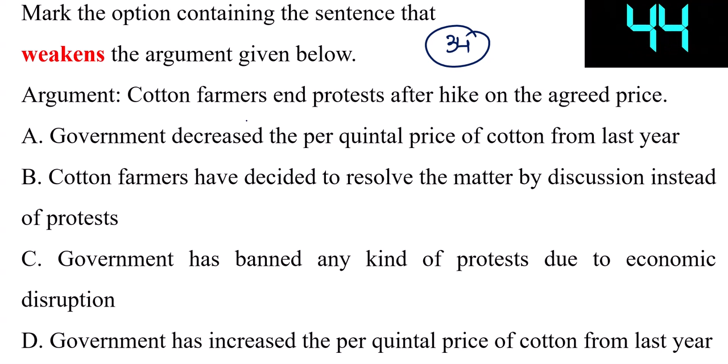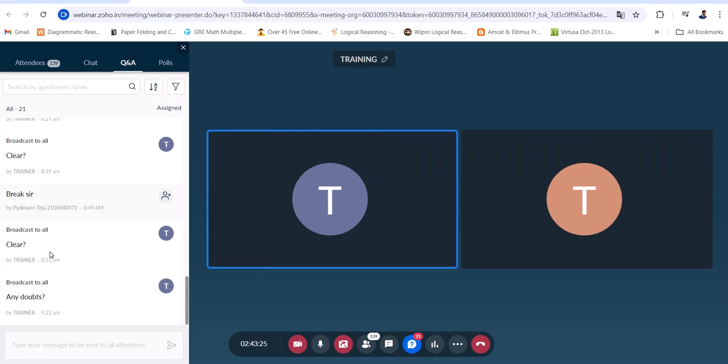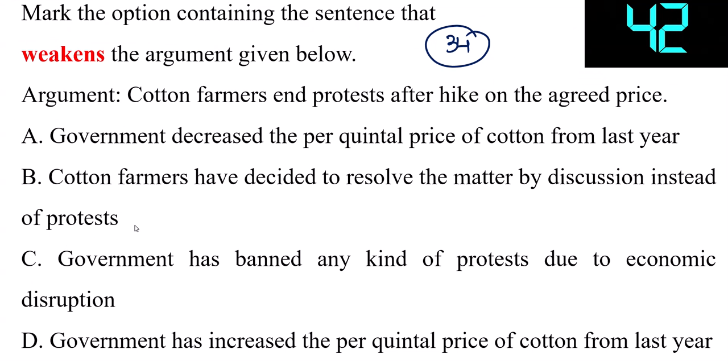Let me check how many are done with this. Okay, fine, no problem. So guys, if you observe here, government decreased the price per quintal. Generally, compared to last year, this year they want to increase the price, right? So government decreased the price per quintal of cotton. It may be option D. Your answer will be D, weakening that argument.